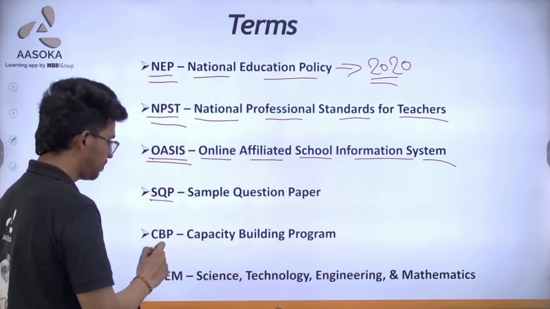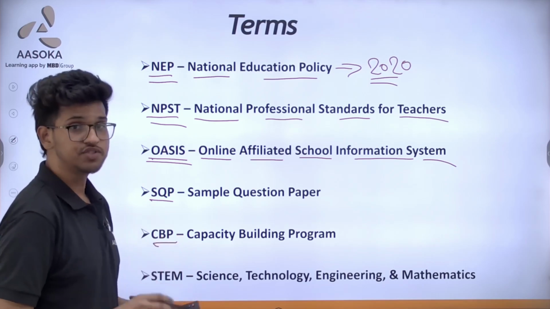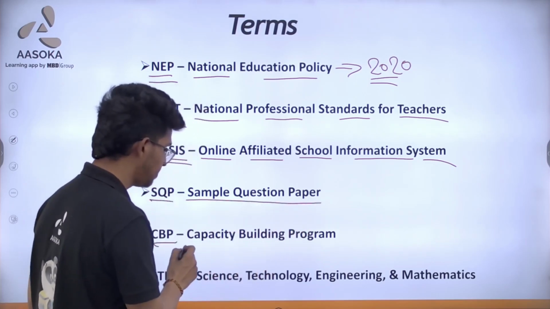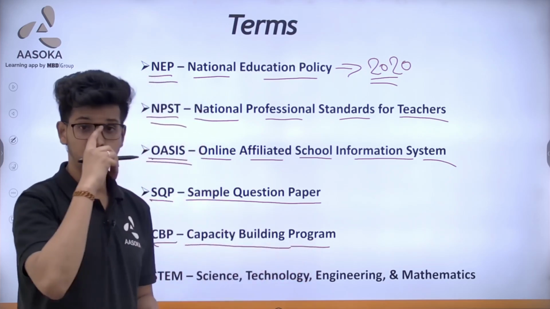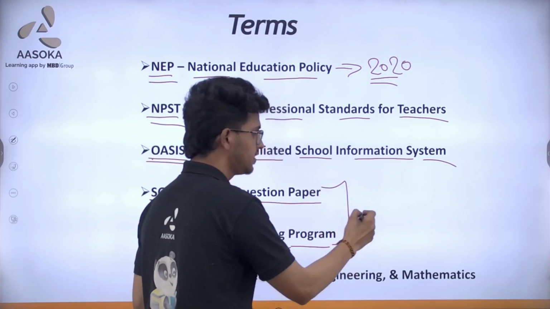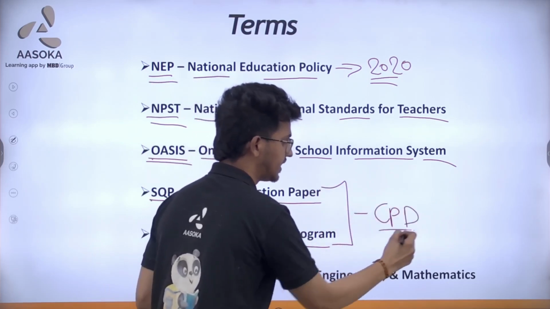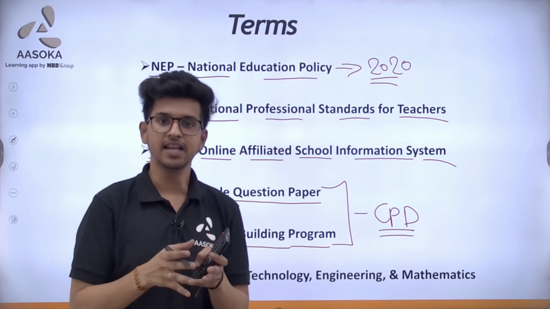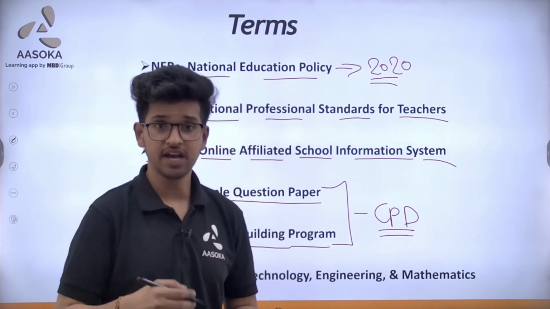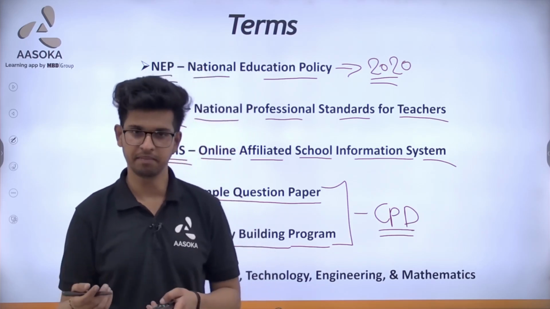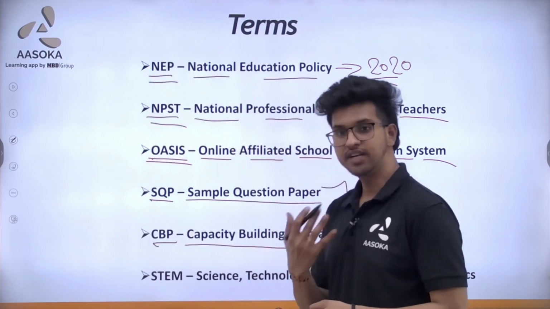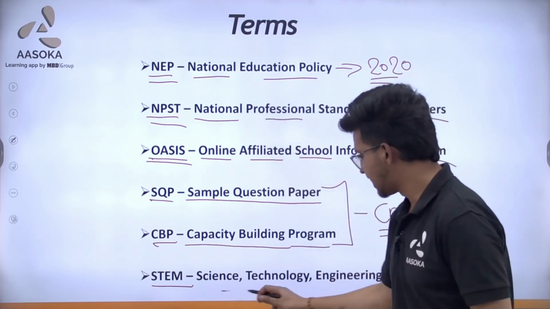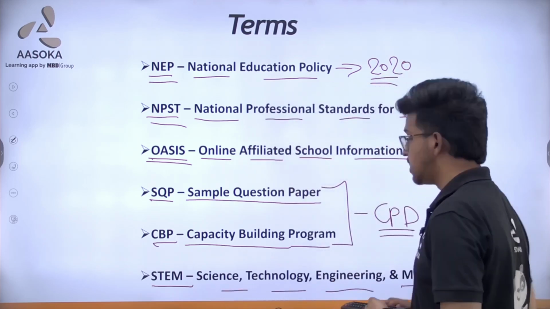Next we have SQP and CBP. SQP stands for Sample Question Papers and CBP stands for Capacity Building Program, which are part of CPD. CPD stands for Continuous Professional Development, which is again part of the training framework where we have to focus on our continuous professional development. Finally, the last term that we are going to focus on is STEM. STEM stands for Science, Technology, Engineering and Mathematics.